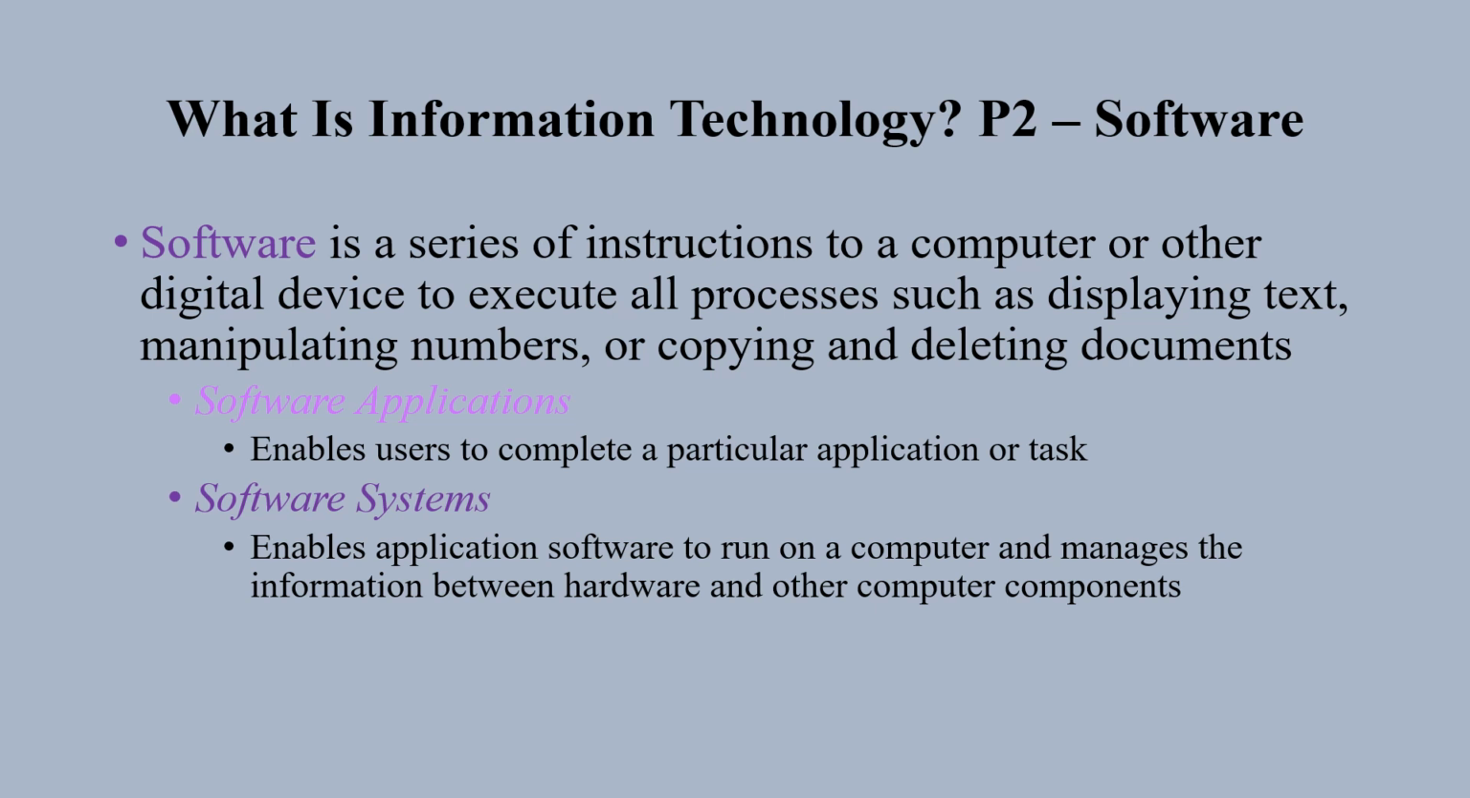And software is also divided into 2 categories, software applications and software systems. Software applications enable users to complete a particular application or task. Software systems enable application software to run on a computer and manage the information between hardware and other computer components.